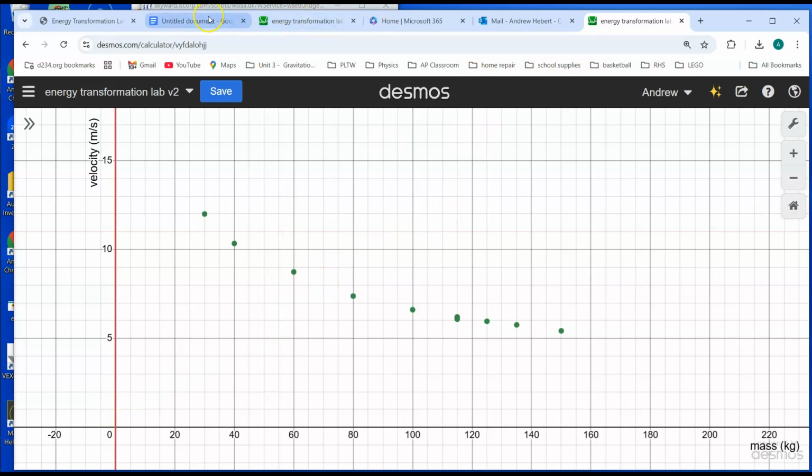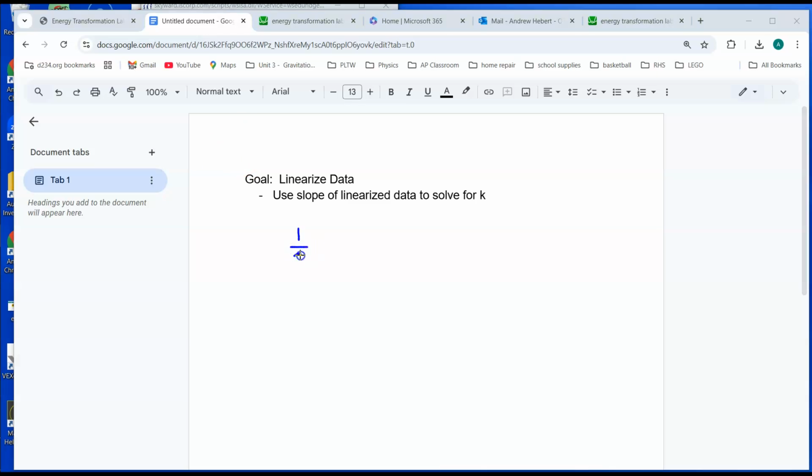So let's take a look at the math. We have the spring energy, 1/2 kx squared, equal to the kinetic energy of the person sliding across the ice, 1/2 mv squared. And we need to rearrange this equation. We had velocity as a function of mass, but it was looking like this. So we're going to linearize it. But we know v is on the y-axis, so we're going to isolate v.